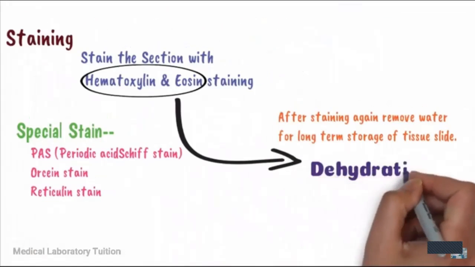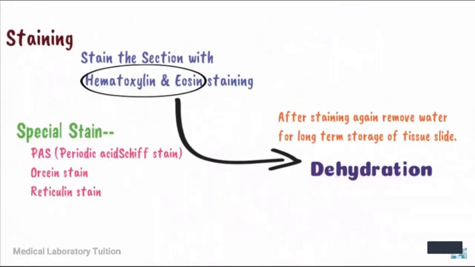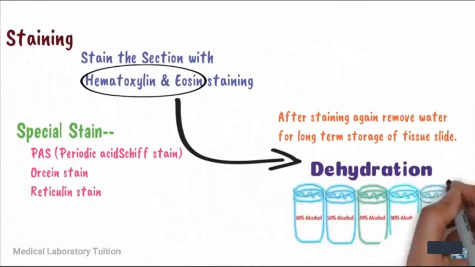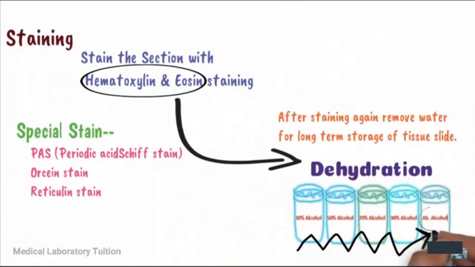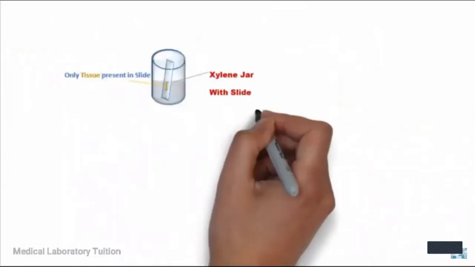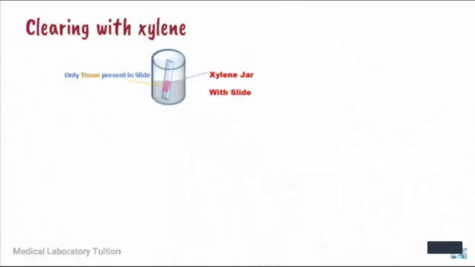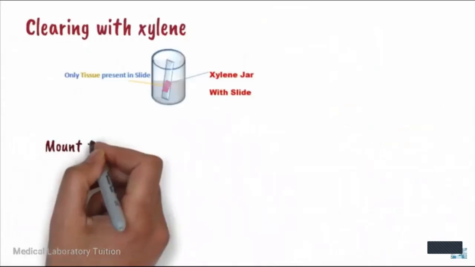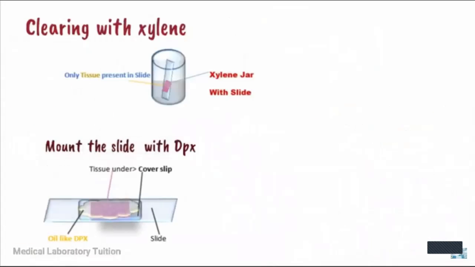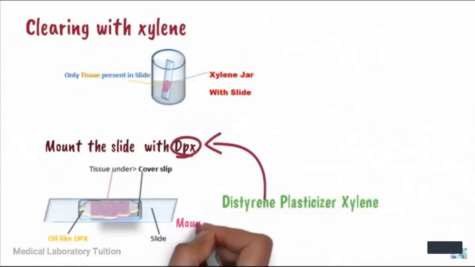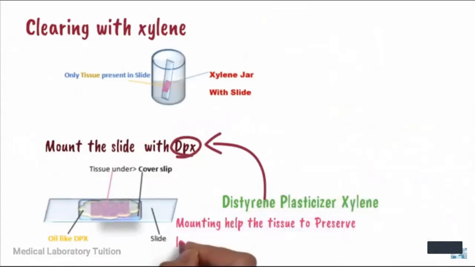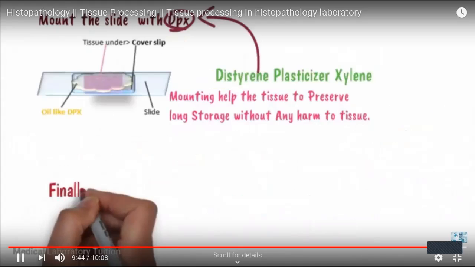For dehydration, we use lower grade to higher grade of alcohol: 30% alcohol, 50%, 70%, 90% and the highest grade is absolute alcohol. Now clear with xylene again and finally mount with DPX with the help of a cover slip. DPX is distyrene plasticizer xylene. Mounting preserves the section of tissue for longer storage time and prevents damage to the tissue.